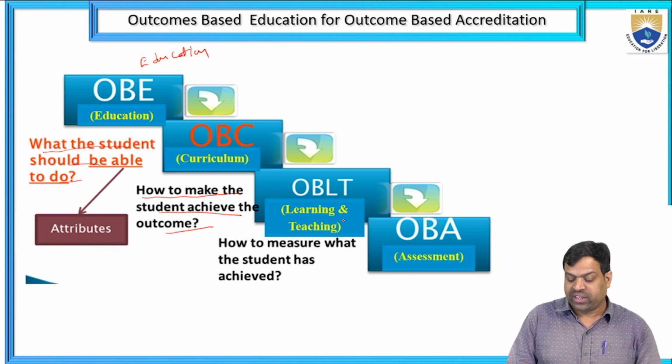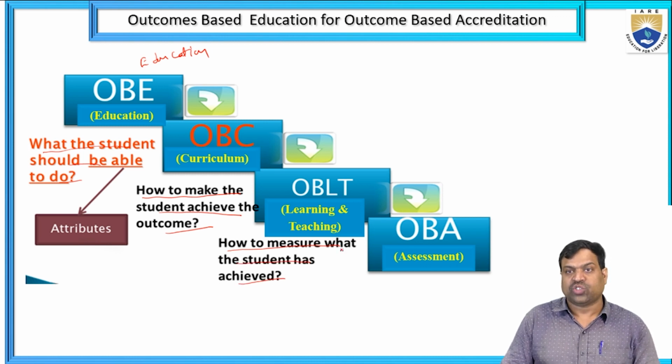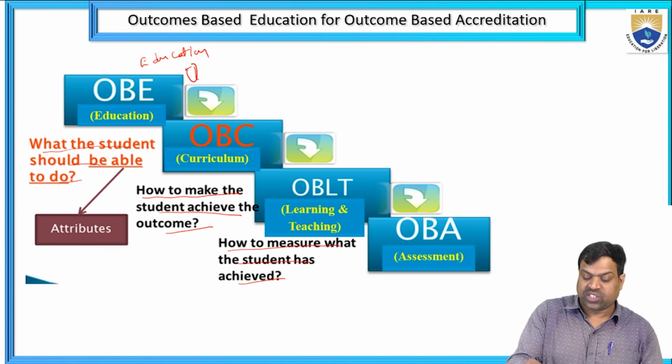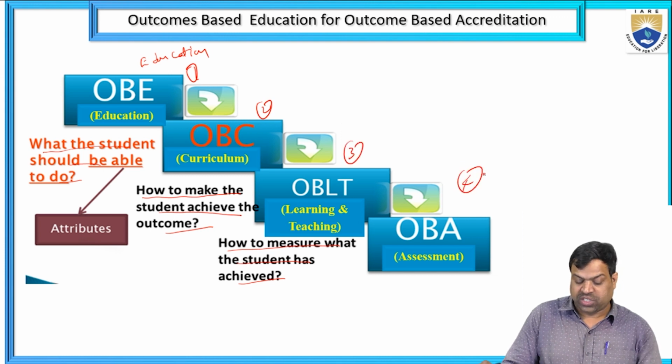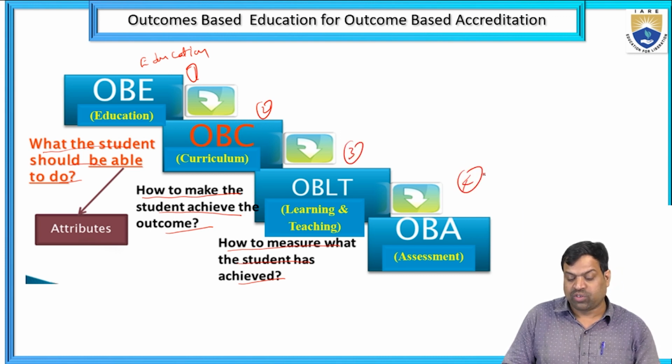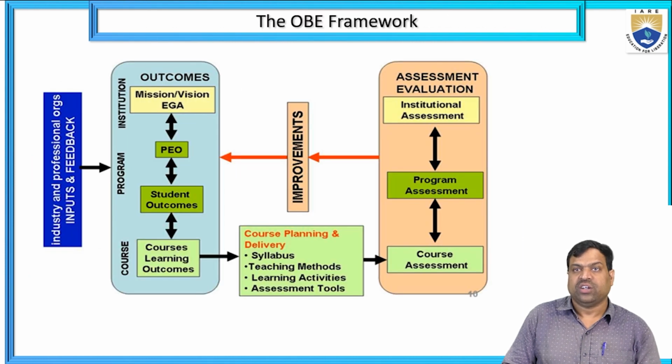Next, OBLT, learning and teaching. How to measure what the students have achieved. And OBA, that is the assessment process. So OBE, education; OBC, curriculum; learning and teaching; and assessment. So these are the 4 levels of outcome-based education for outcome-based accreditation. And it is the OBE framework.